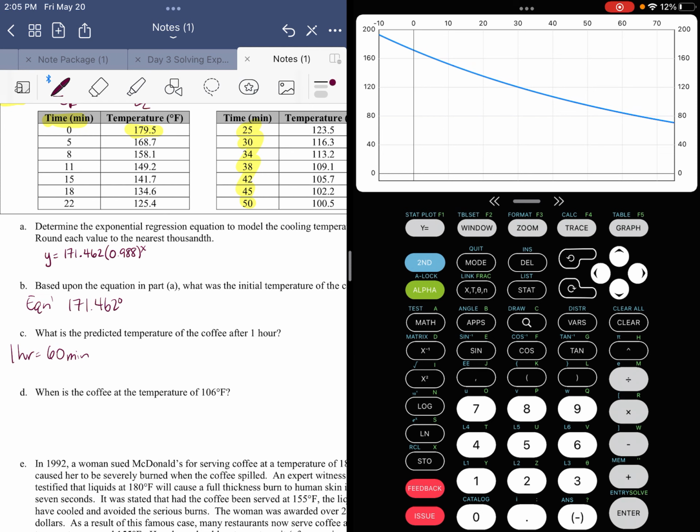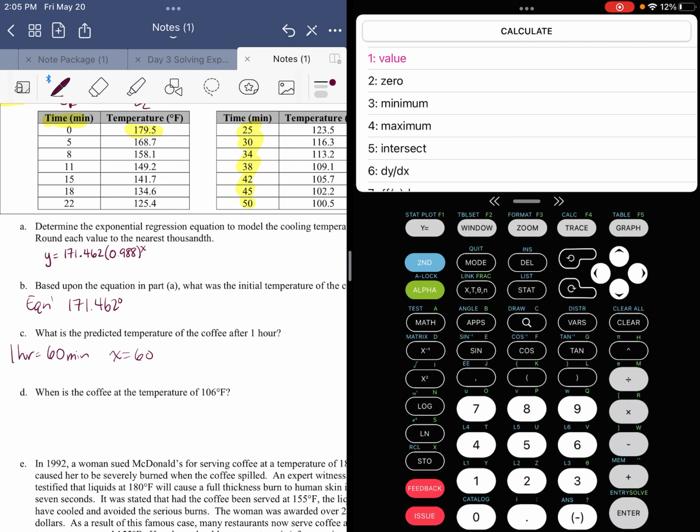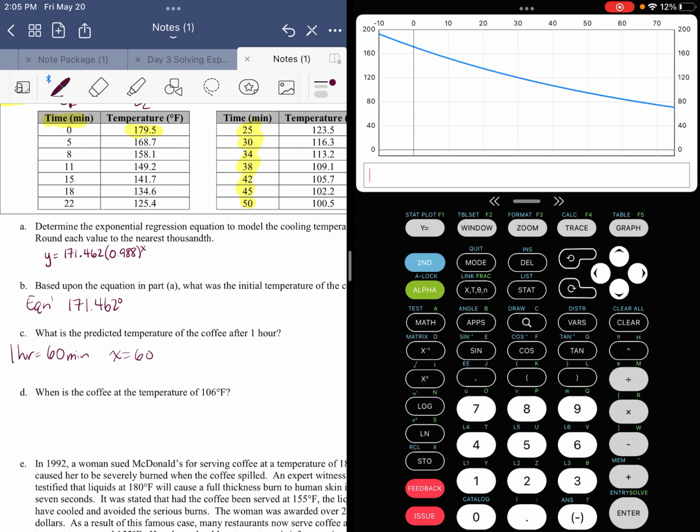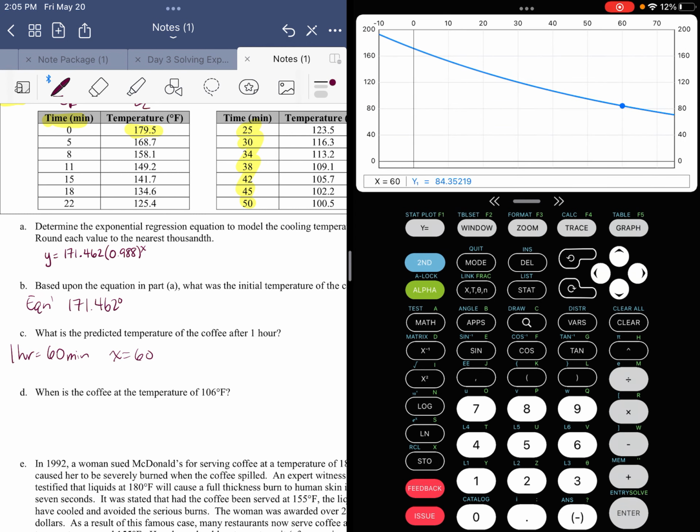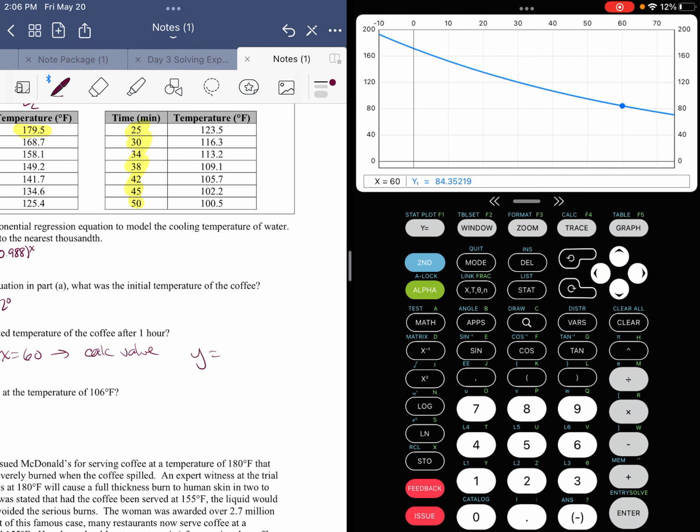And now we want to calculate when x is equal to 60 minutes. So hit second, then calc, and it says value, and then hit 60. Hit enter, and it shows 84.35 degrees. So for this one, calc value, and we get a y value of 84.35 degrees.